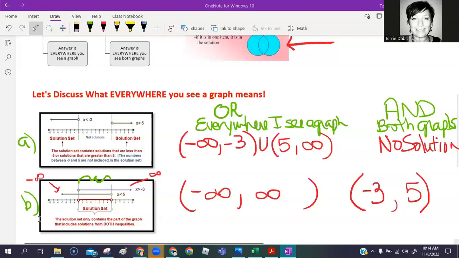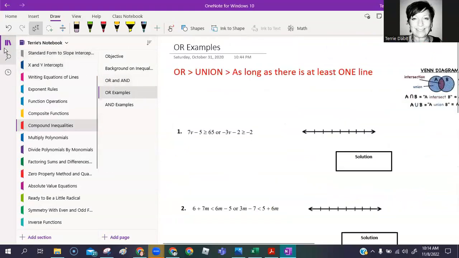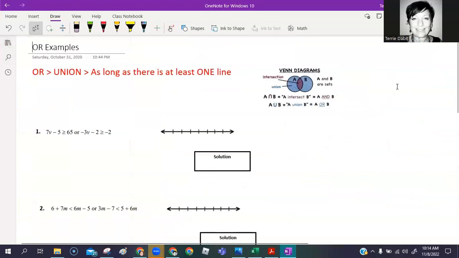All right, let's see this in action. I'm going to head over to the "or" examples first. "Or," and I've got you the picture at the top so we don't get lost. The notes from the last page, we know that "or" is the union, and as long as I see one line, then I am good to go. The union means everything. It could be in that set, it could be in that set. It really doesn't matter. As long as it's in set A or B, then you're good.